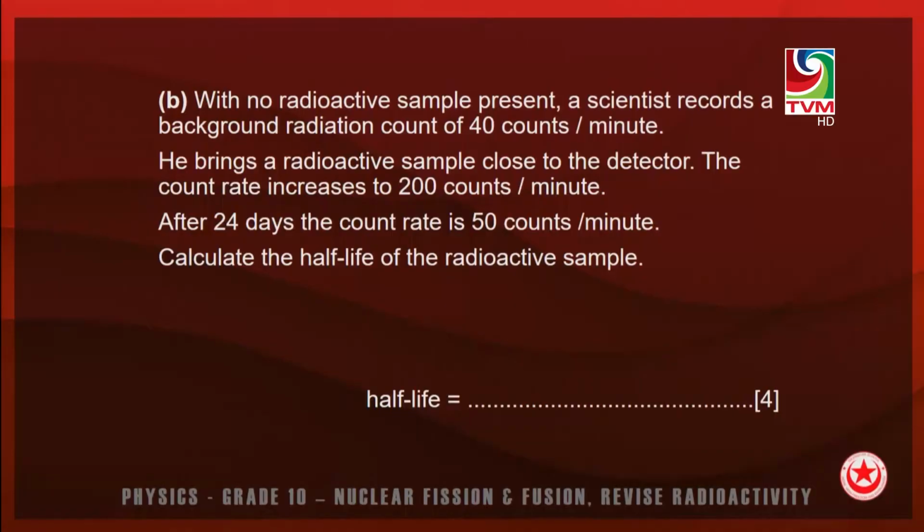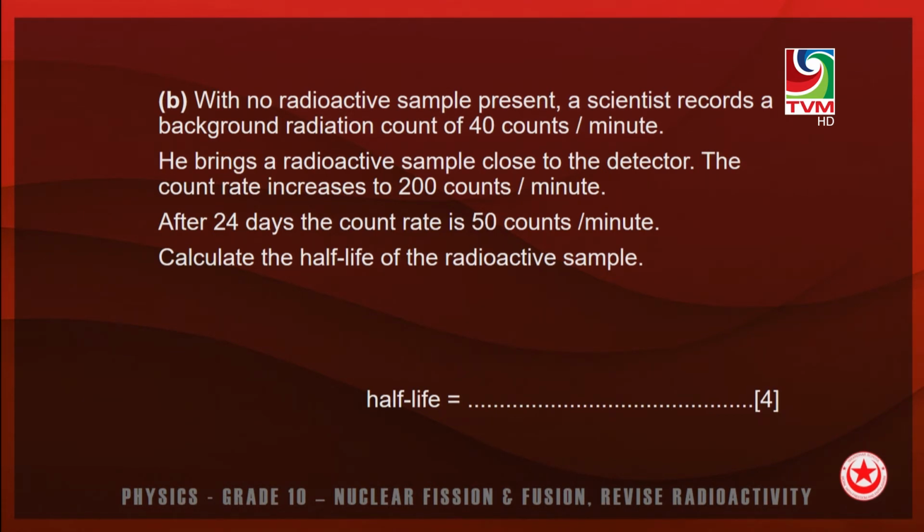Then again one more half-life question, because I selected half-life questions since you can see one in all the question papers. Here, with no radioactive sample present, the scientist records a background count of 40 counts per minute. He brings a radioactive sample close to the detector. The count rate increases to 200 counts per minute. After 24 days, the count rate is 50 counts per minute. Calculate the half-life of the radioactive sample. That is the question.